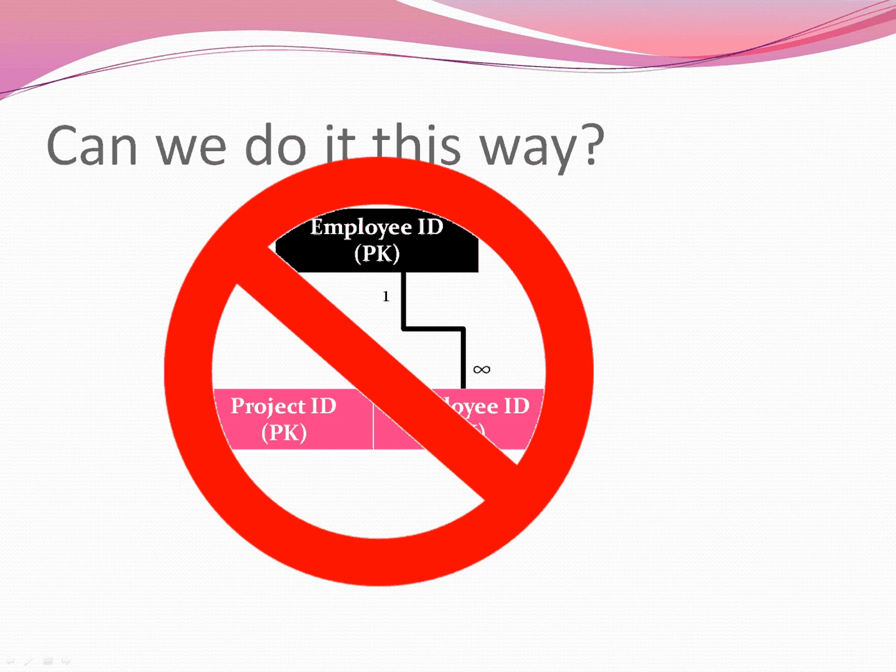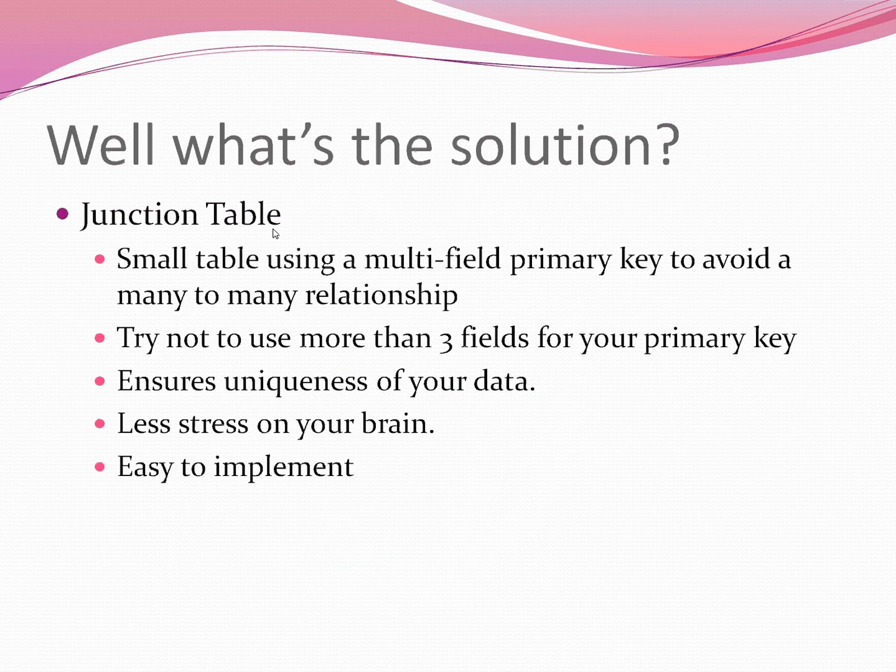So what we're going to do is use what's called a junction table. My definition of a junction table is as follows: a small table using a multi-field primary key to avoid a many-to-many relationship. If you remember from the last video, we said we absolutely do not want to use many-to-many relationships. It's not even a mother-may-I situation. You just don't want to do it.